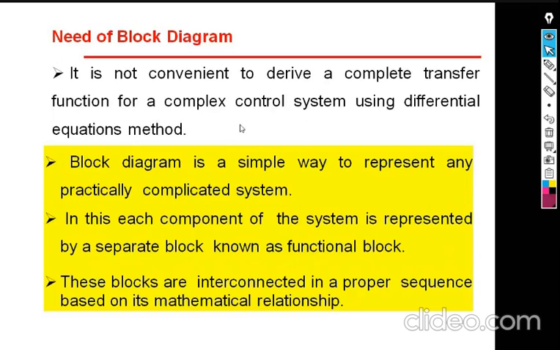is not convenient. Remember all of you, I am not saying not possible, I am saying it is not convenient to derive the complete transfer function. Hence what we are going for is the block diagram reduction technique. So what is the advantage of this block diagram reduction technique? One advantage is it is a simple way to represent. If anything is represented block diagrammatically, just like in programming side you call it a flow chart, if it is represented as a flow chart, just by seeing it we understand what is happening. That is the main advantage of block diagram.